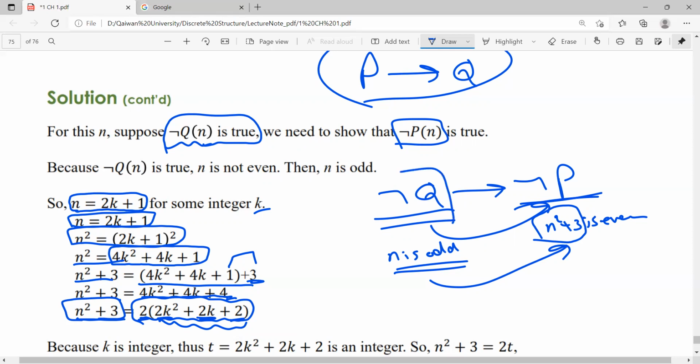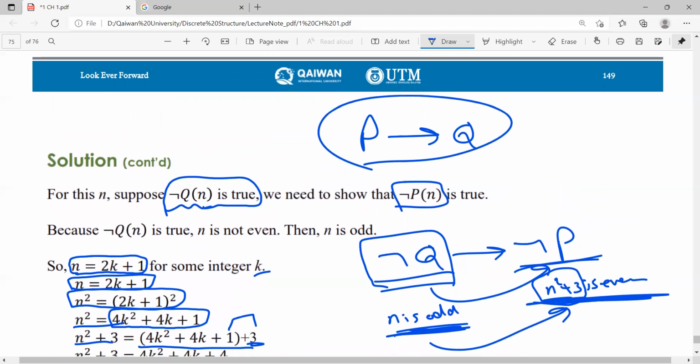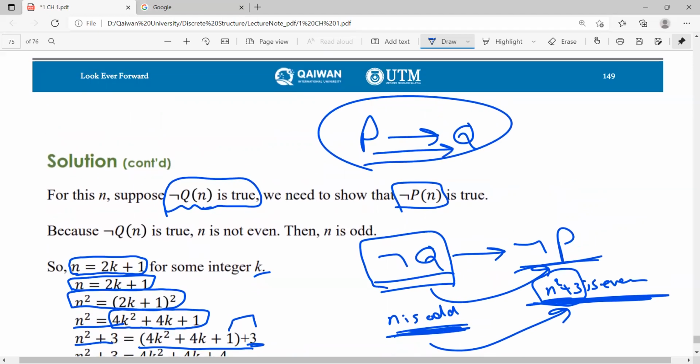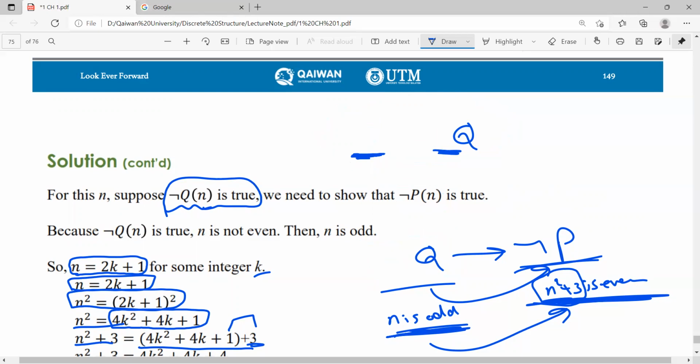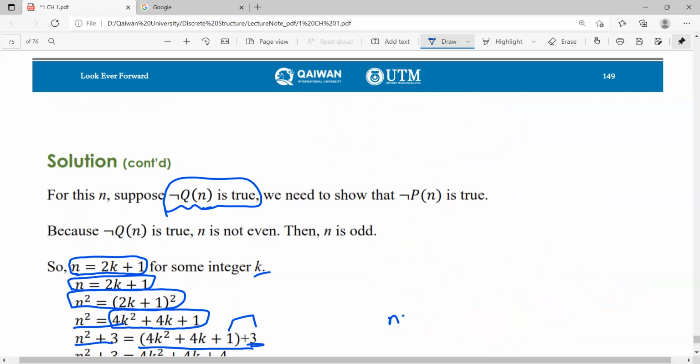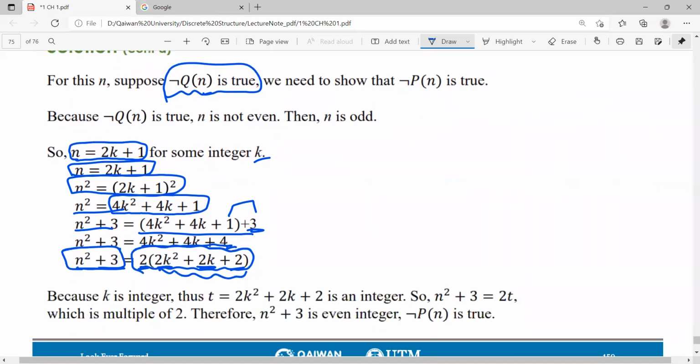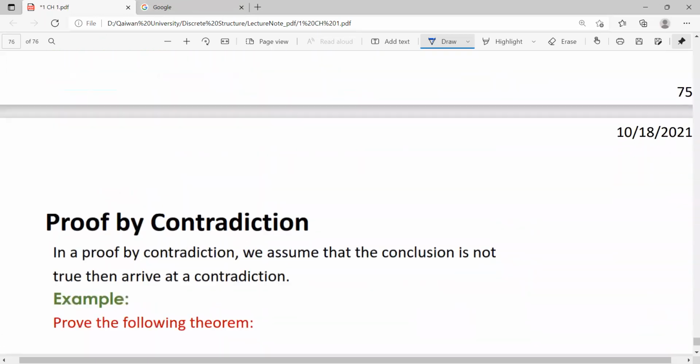So we took the negation of q, which is n is odd, and we obtained that n squared plus 3 is even. That means p then q is true. That means if n squared plus 3 is odd, then n is an even number. It's the proof of that theorem or example by using indirect proof. So for the indirect proof, what we do, we take the negation of p then q. We get negation q, then negation p. We just follow the proof.